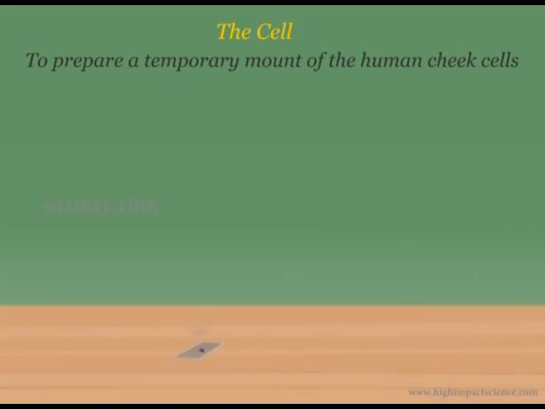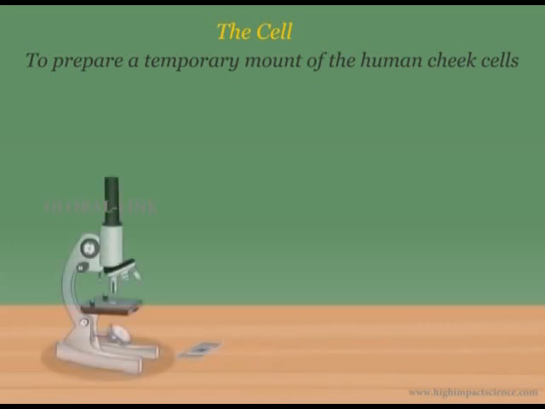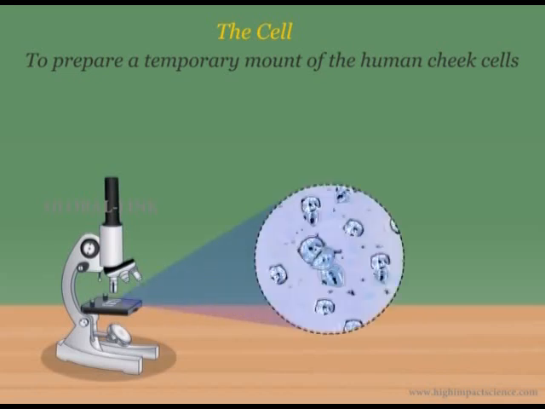Take a clean dry cover slip and place it on the slide. Remove any extra material surrounding the slide with the blotting paper. Now examine the slide under a compound microscope.